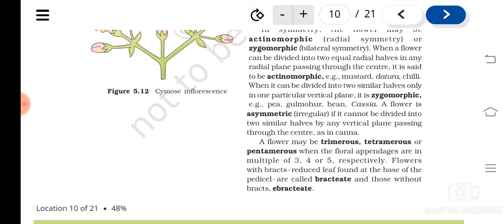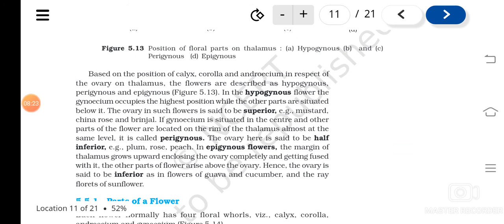Just like that, at the base of the stalk. The stalk of the flower is called what? Pedicel, isn't it? At the base of the pedicel, the reduced leaf-like structures found are known as bract. And if a flower has a bract, then that flower is known as a bracteate flower. And if it is absent, then ebracteate.